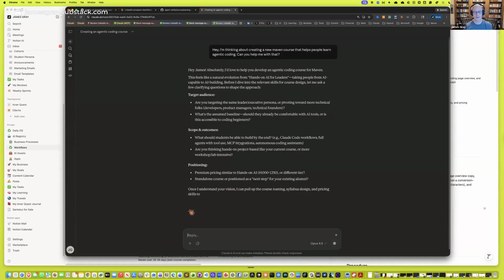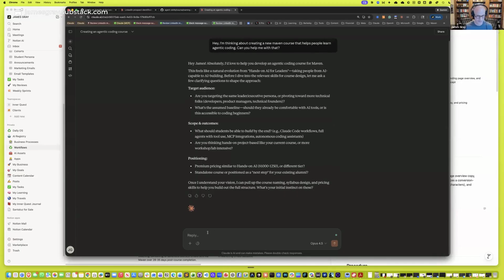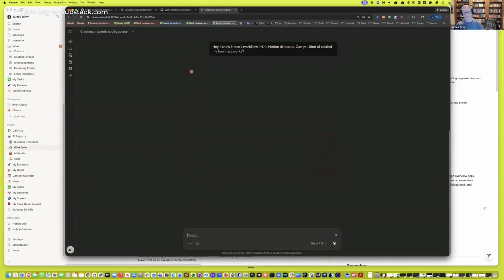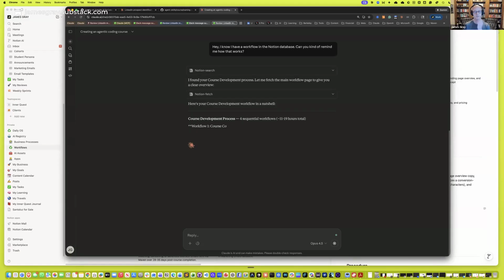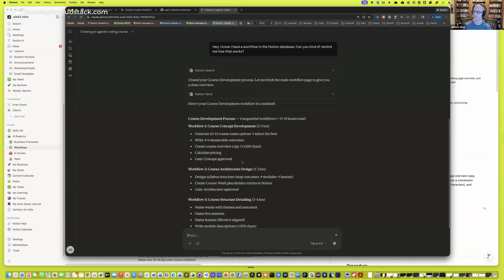And it might give me some things. And so I might say, hey, I know I have a workflow in the Notion database. Can you remind me how that works? And we'll see if it pops up here. What is it doing in this example? It's going into Notion. And again, I probably should have been a little more specific about which workflow, but we'll see how it goes. Okay, it found this thing. Now let me fetch the main workflow or the page you need. Here are your steps.